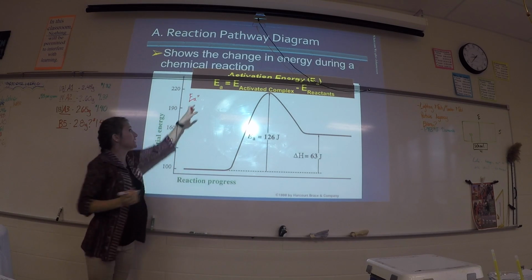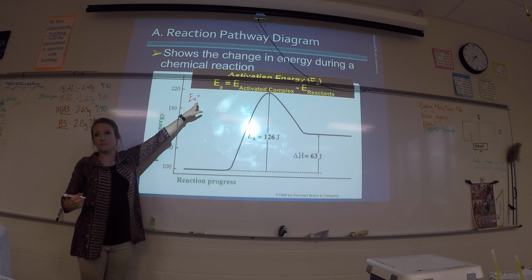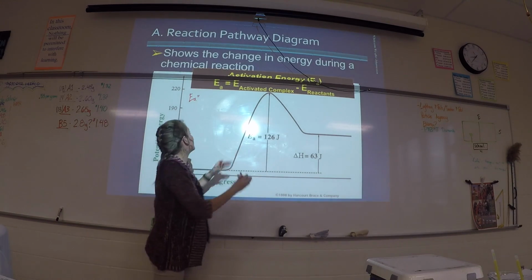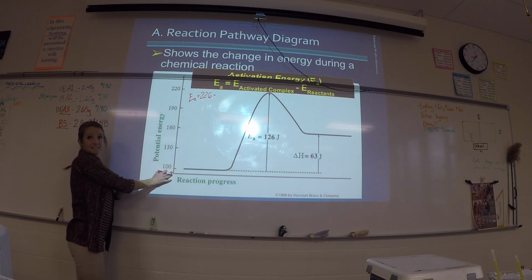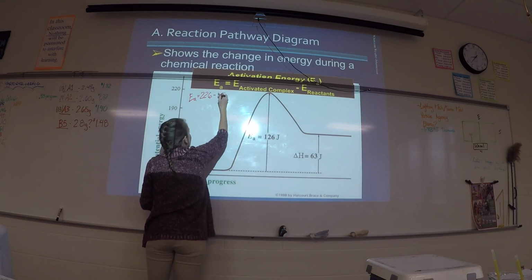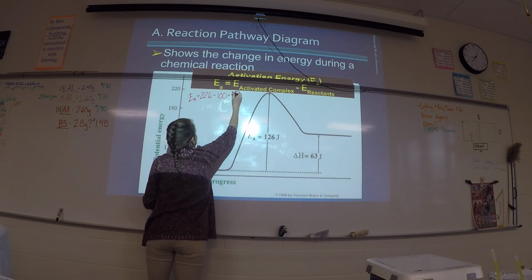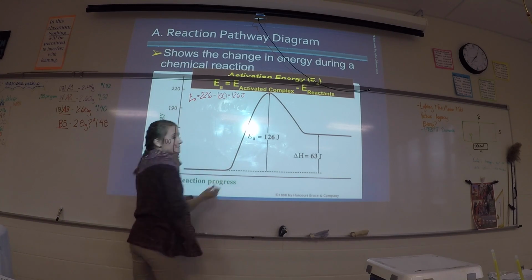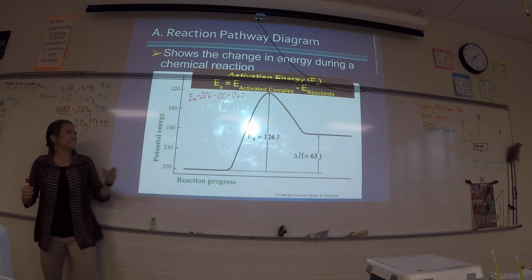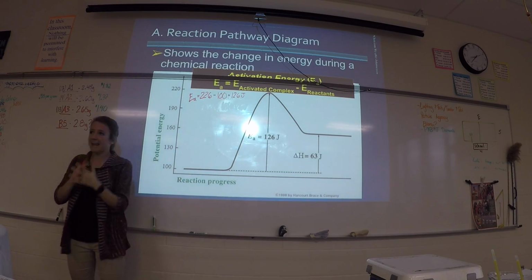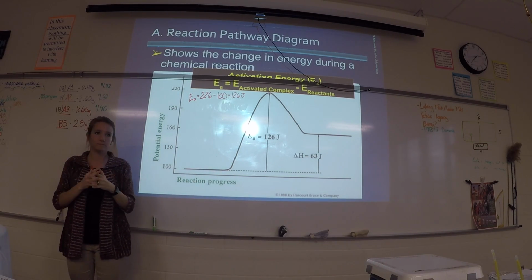Activation energy is represented by capital E subscript A. We take the top of our hill, which was the 226, and we subtract where we started, the reactants, and that's how we get 126 joules. What that number represents is the minimum energy it takes to make the reaction go.